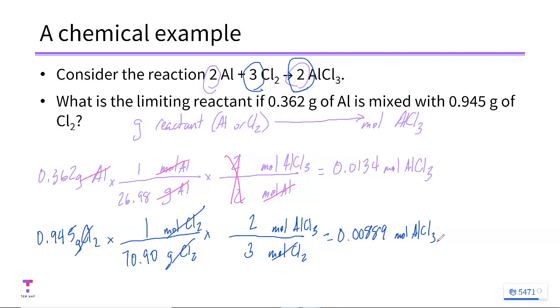So what does this tell us? Okay, I've got them both on even terms now, so I can compare them directly. Which one made less, the chlorine or the aluminum? The chlorine. Chlorine made less. So what that tells us is this didn't happen. Aluminum is in excess. This did happen. And it happened because chlorine is the limiting reactant.